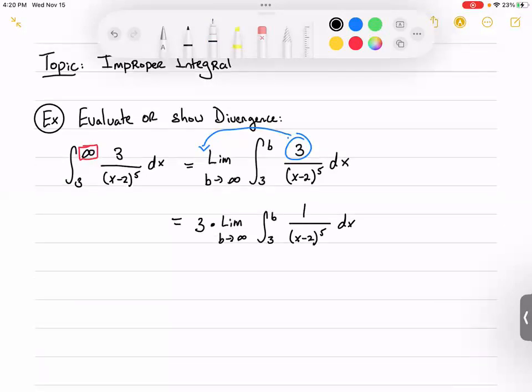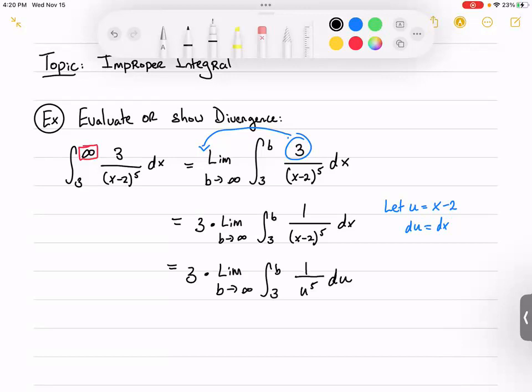Now, how do you think we are going to integrate this integral? What do you think we'll need? We're going to need a u-sub. So here we're going to let u be equal to what? x minus 2. Very good. And therefore, du is equal to the derivative of x, which is 1, the derivative of negative 2 is 0. So we have 1 dx, or simply dx. Now, I could change the limits of integration, but I'm just going to leave the limits of integration alone. What we'll have is 3 times the limit as b approaches infinity of the integral from 3 to b of 1 over u to the fifth power du.